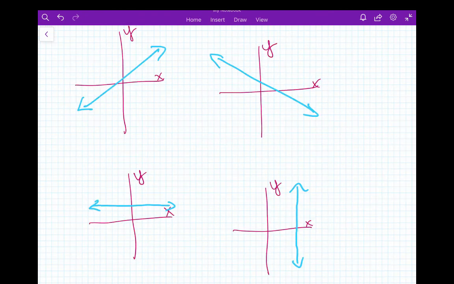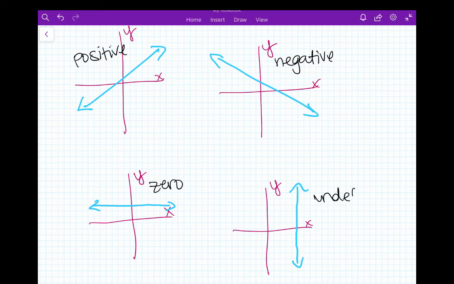So here are the 4 different types of slope. The first is positive, the second is negative, the third is 0, and the final is undefined. Make sure you have those in your notebook so you can refer to them. The most important thing, in my opinion, when you're looking at a graph is to first determine which of these 4 slopes you are looking at, and that will make solving the rest of it a lot easier.